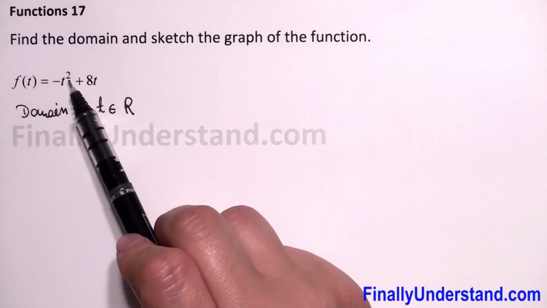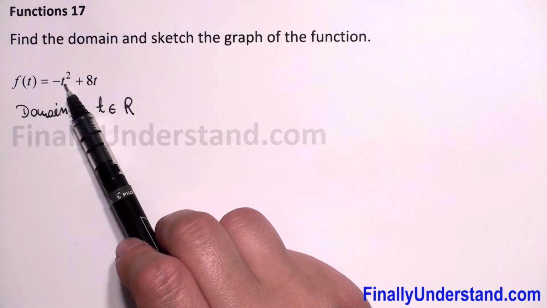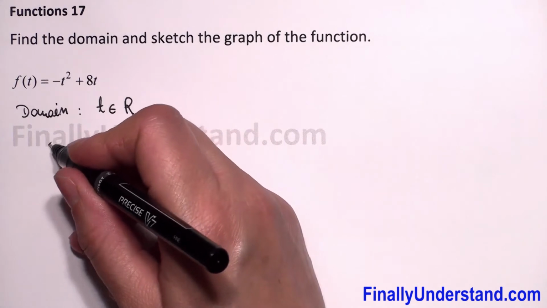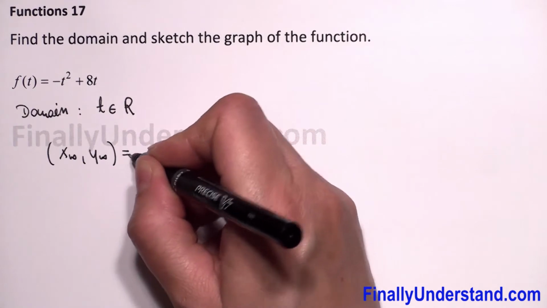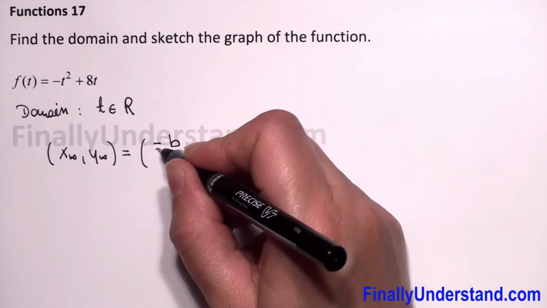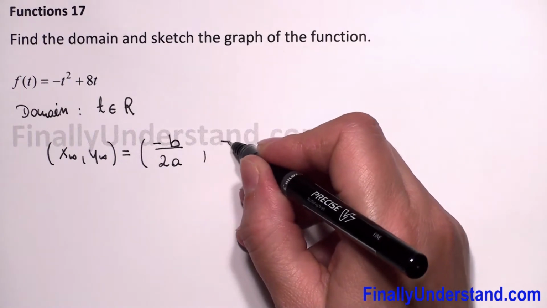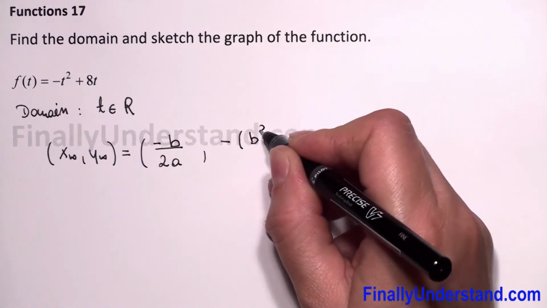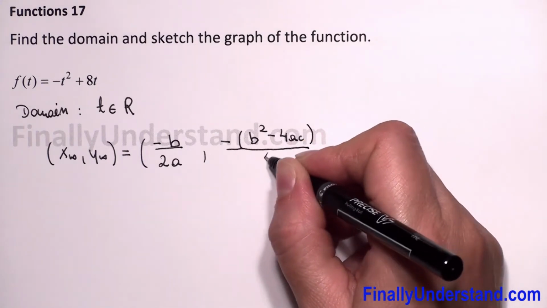Because we have quadratic function, we know the graph will be parabola. To draw parabola, we just need to find the peak and the roots. The formula for peak is (x_p, y_p) is equal, first coordinate is minus b over 2a, and the second coordinate is minus, and in parentheses b squared minus 4ac over 4a.